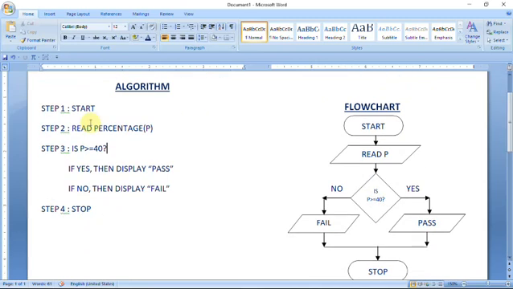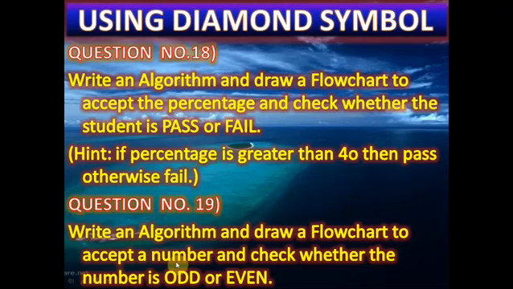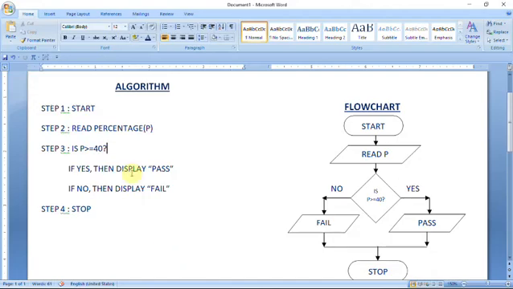Now another question I want to show you. Question number 19. Write an algorithm and draw a flow chart to accept a number and check whether the number is odd or even. Here you have to check whether the input number is odd or even. But remember, you have to accept only one number, so you have to write Read. I want to give n. Read number. I want to give the variable name n.